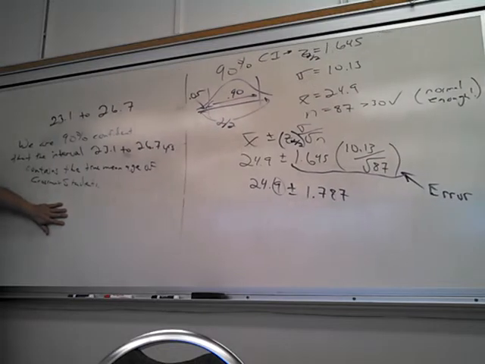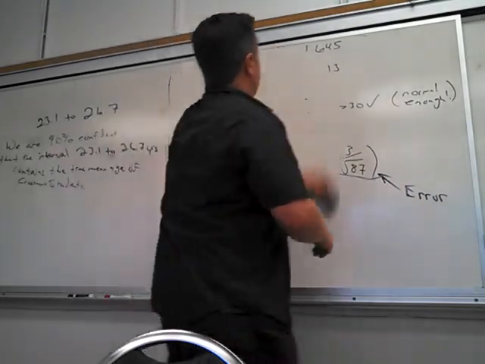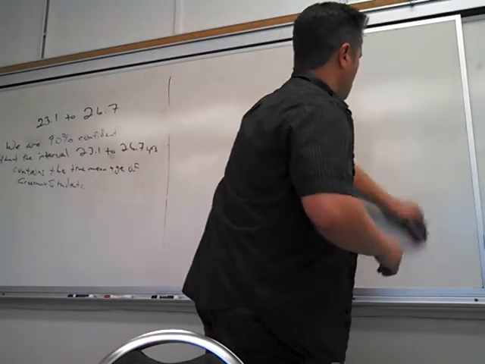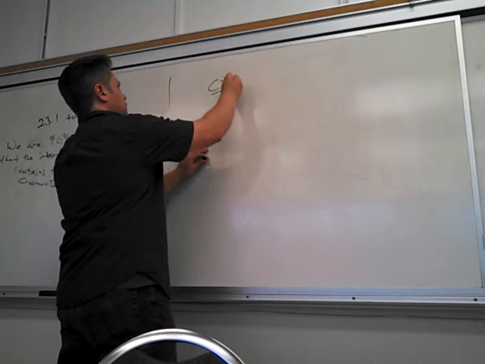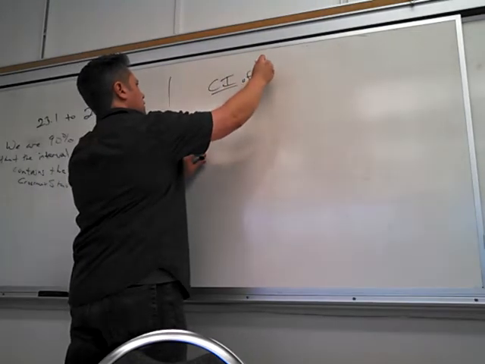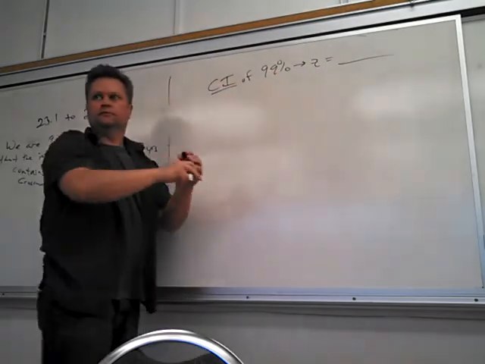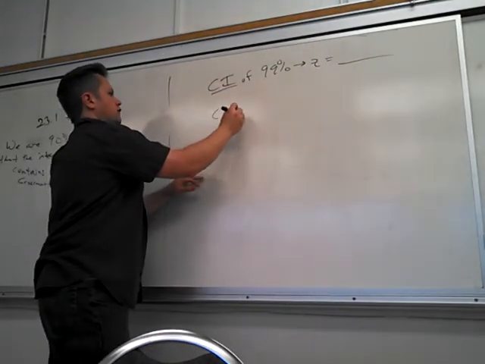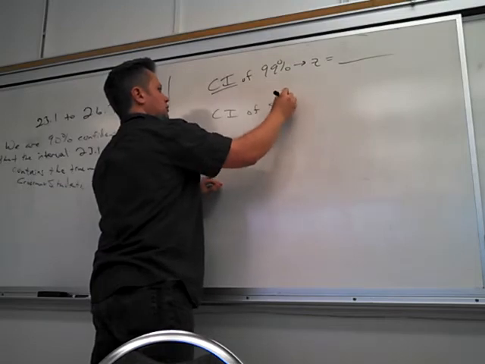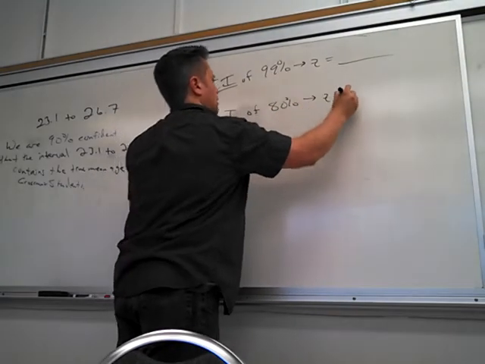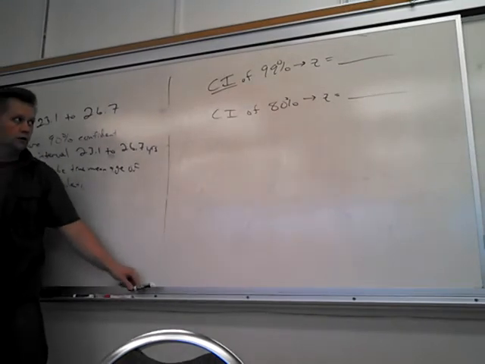Okay. So let's do this. Take a second to figure out, if I ask for a confidence interval of 99%, can you figure out what Z would be? If I ask for a confidence interval of 80%, can you figure out what Z would be? Try to do those two real quick.